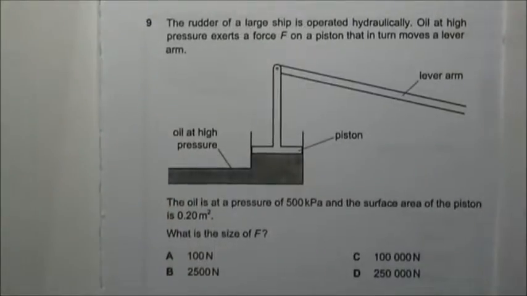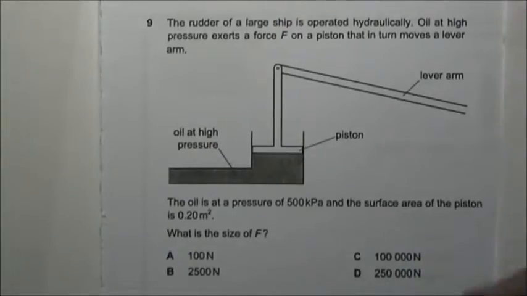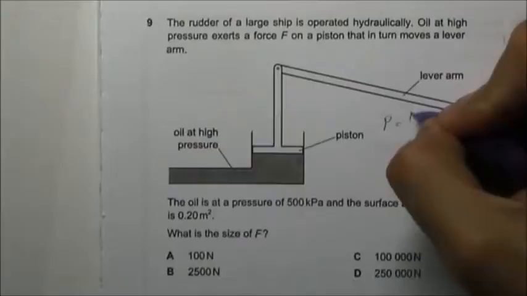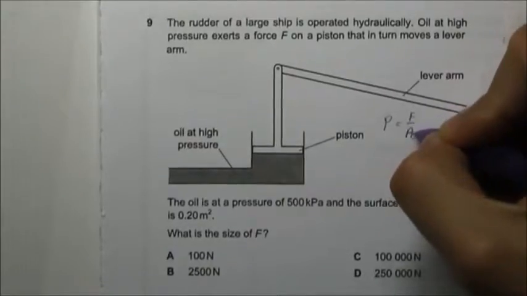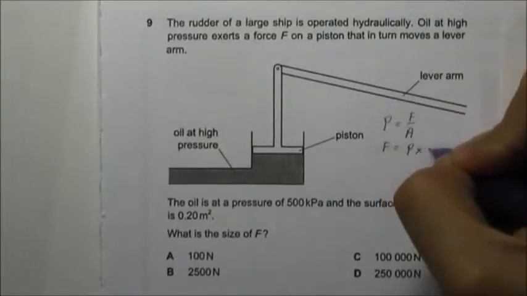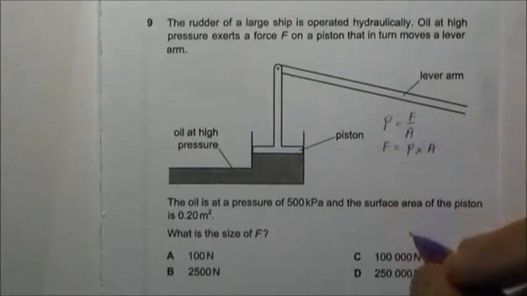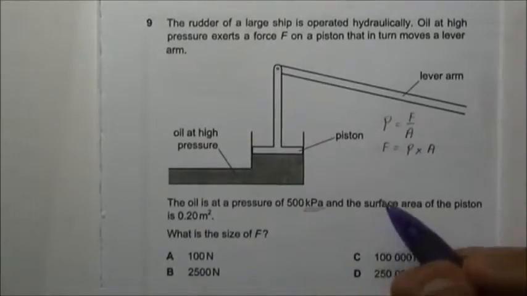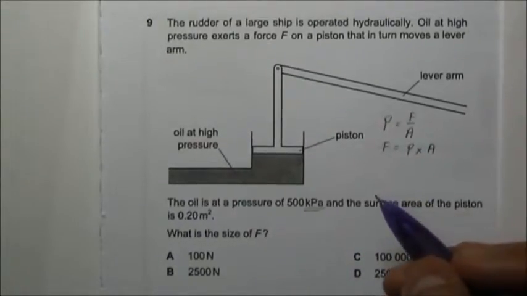Okay, this is a very straightforward question which we just need to use the formula. Pressure is equal to force over area. And force in this case will be equal to the pressure multiplied by the area. And the tricky part here is that the pressure is given in kilopascal, so we have to be mindful to change it back to pascal.